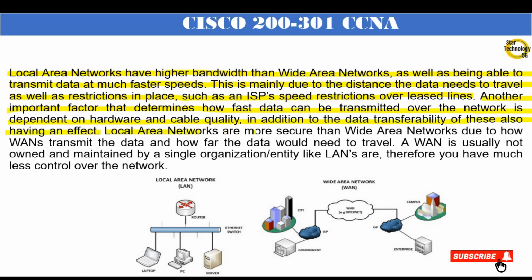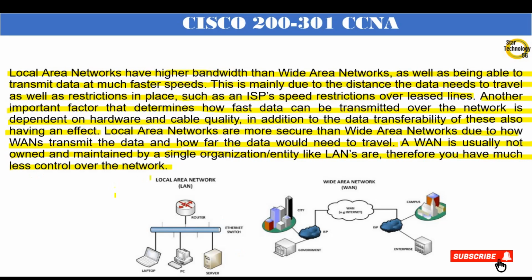Local area networks are more secure than wide area networks due to how WANs transmit the data and how far the data would need to travel. A WAN is usually not owned and maintained by a single organization entity like LANs are, therefore you have much less control over the network.